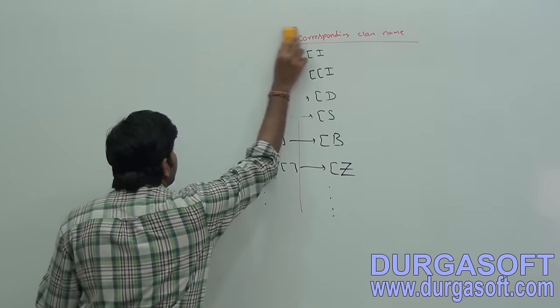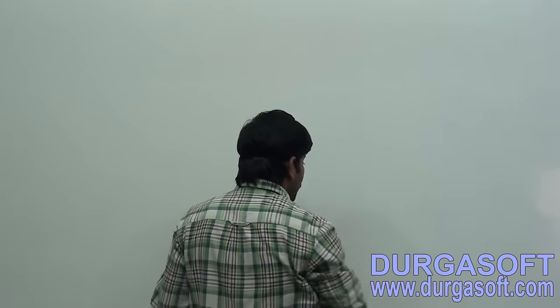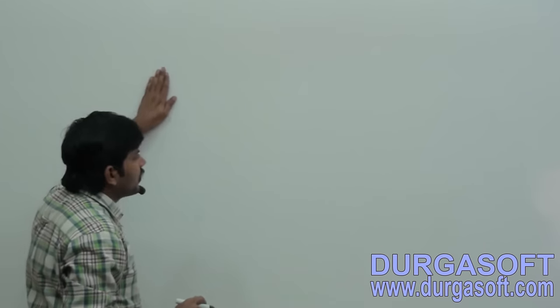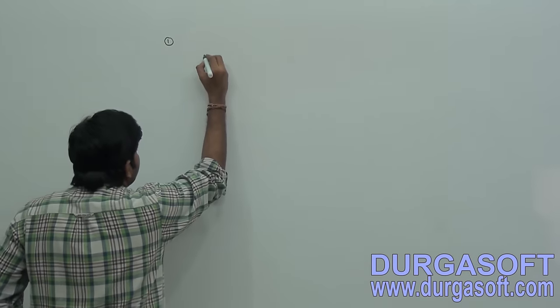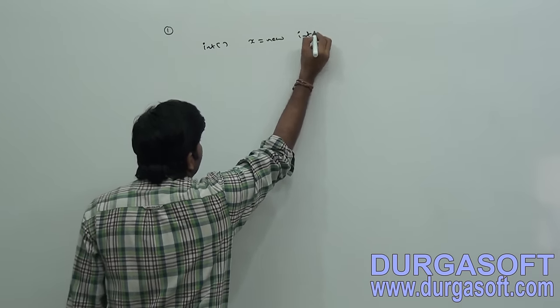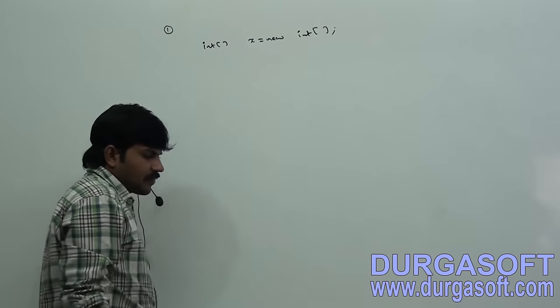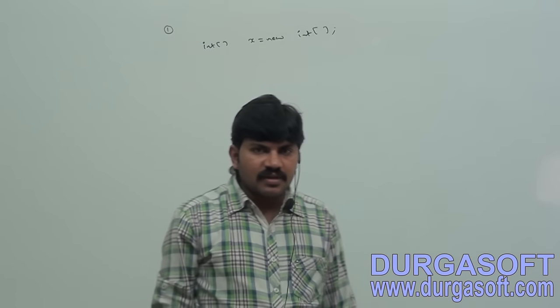So related to array creation, there are several loopholes. Let me talk about the first loophole. Just observe. Suppose I'm creating an array like this: int array x is equal to new int array. Can you tell, is it valid or invalid?